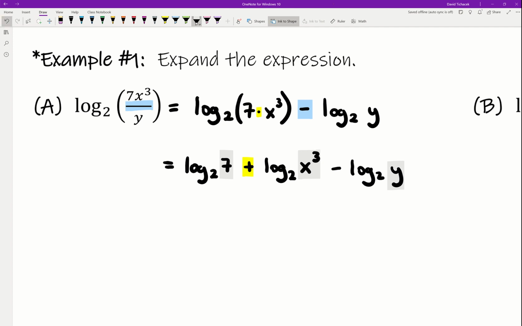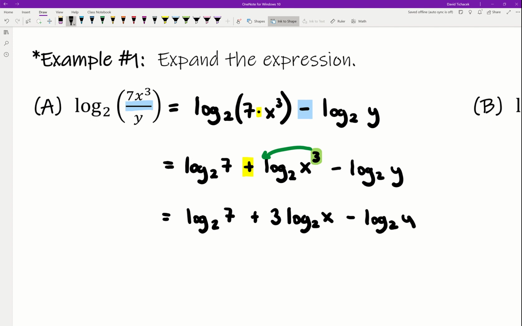And so in this case here, if we look at that middle log, we have the log base 2 of x to the third. We have a rule that tells us what we can do with that exponent of 3 right here, and that rule tells us that we can go ahead and write that out in front. So we can go ahead and write this as log base 2 of 7 plus 3 log base 2 of x minus log base 2 of y.